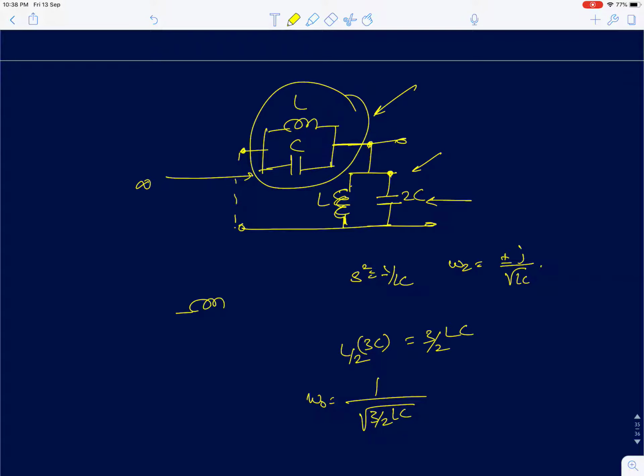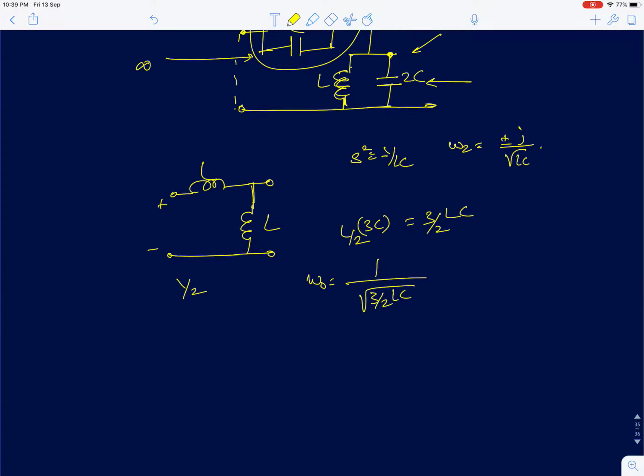And for the DC gain, you just have to reduce it to an inductor and an inductor, L and L, because they are in parallel. Capacitors will not matter at low frequencies because capacitor impedance is very high. The lower impedance is what's going to matter. And the DC gain is going to be half. So now we are ready to write the transfer function: DC gain, the zero here is 1 plus s square LC by 1 plus s square 3 by 2 LC.